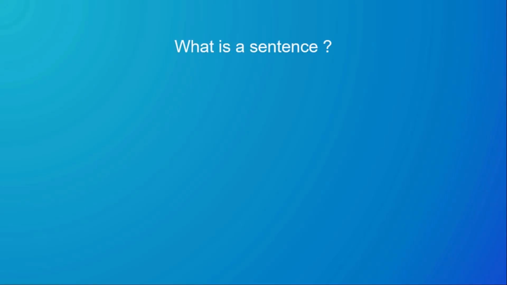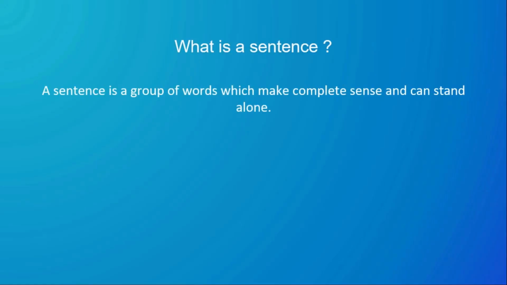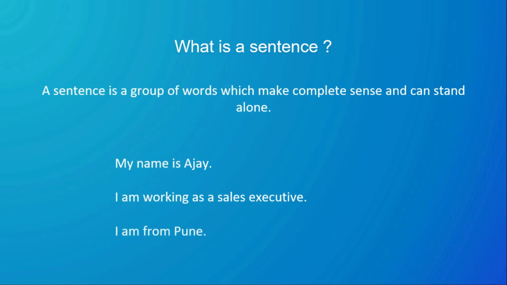So, what is a sentence? A sentence is a group of words which make complete sense and can stand alone. Have a look at the following examples. My name is Ajay. I am working as a sales executive. I am from Pune. These are all sentences as they make complete sense and can stand alone.